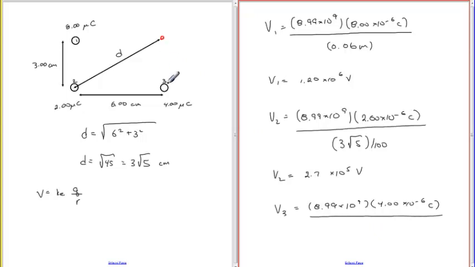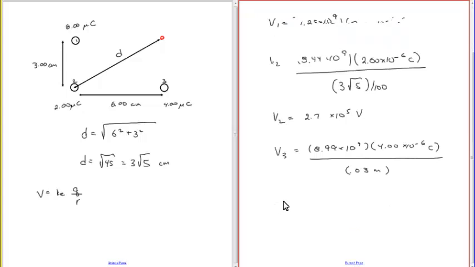The distance between this point and point 3 is going to be 3 centimeters, which is 0.03 meters. And so we get the voltage due to charge 3: 8.99 e to the 9th times 4 e to the negative 6 divided by 0.03. And so I get 1.19 times 10 to the 6th volts.